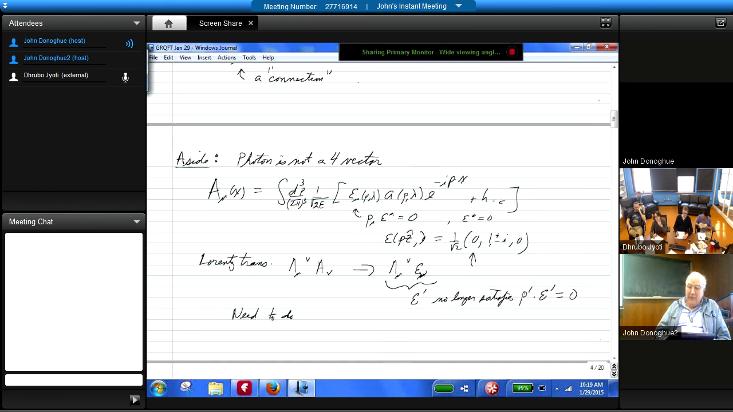Then to do a Lorentz transformation, you need a gauge transformation to put it back into the form.